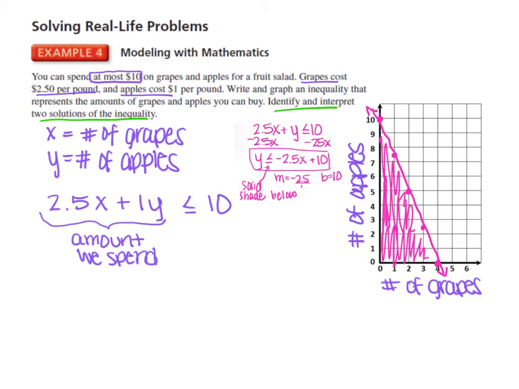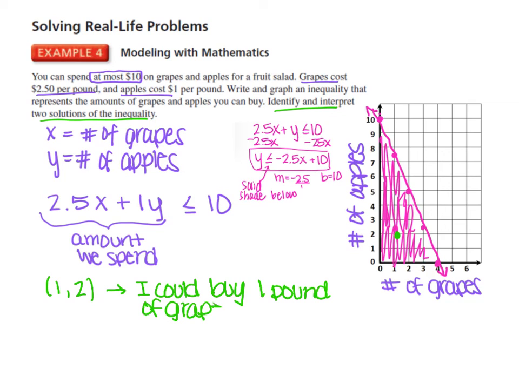So I just moved the part where we solved for y up a little bit there, so I had room to write my last two parts. And it says, what are two possible solutions? Well, I just want to pick two things that are in the shaded area, right? So I could pick this point here. That's the point 1, 2. So the point 1, 2 is a solution, which means I could buy 1 pound of grapes and 2 pounds of apples.